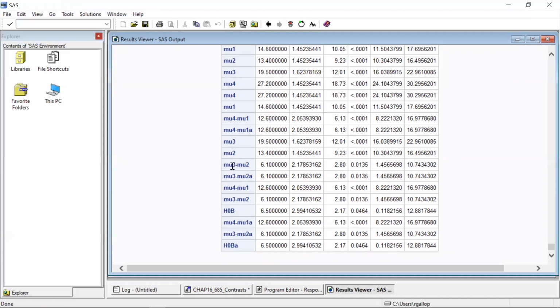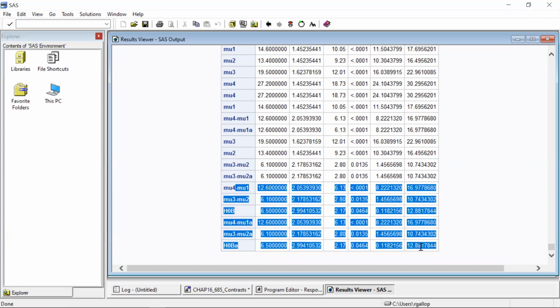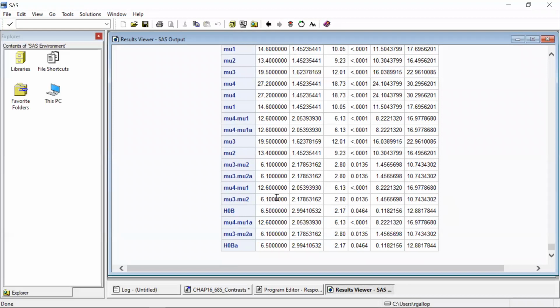All right, so this is the output that we just added on. So there's mu4 minus mu1, 12.61 difference. mu3 minus mu2, 6.1 difference. This difference of differences is 6.5. So we get this standard error, we get this t, we get that p-value.